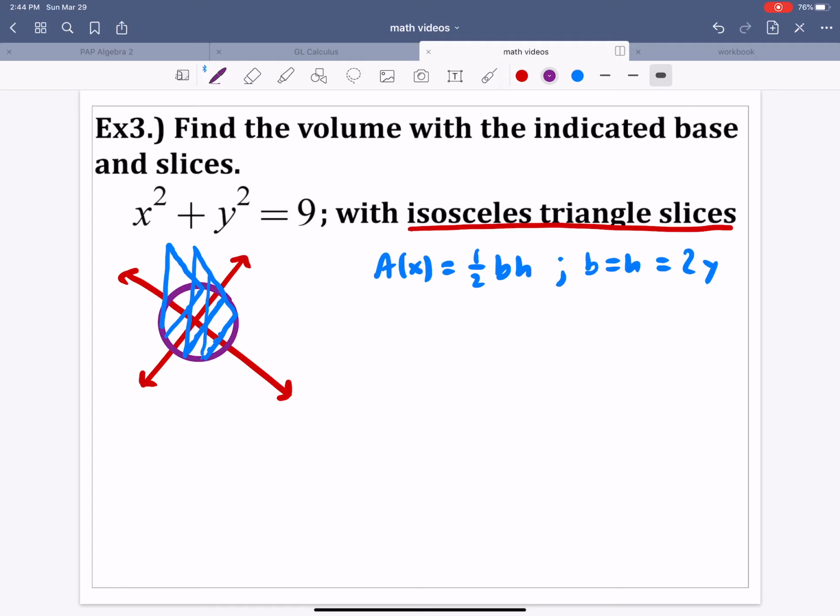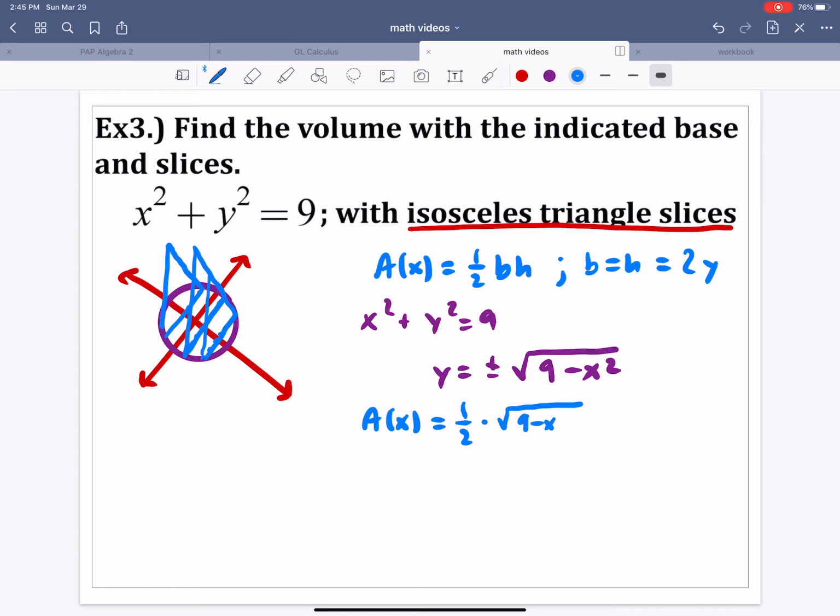So same thing that we've been doing. We rearrange x squared plus y squared equals 9, and I'm going to just go ahead and write it because we know what it is. We've done it twice already. Plus or minus the square root of 9 minus x squared. So when I build the area formula, I have 1/2 times the square root of 9 minus x squared times the square root of 9 minus x squared. When I take those two roots and multiply them, I end up just getting 9 minus x squared.